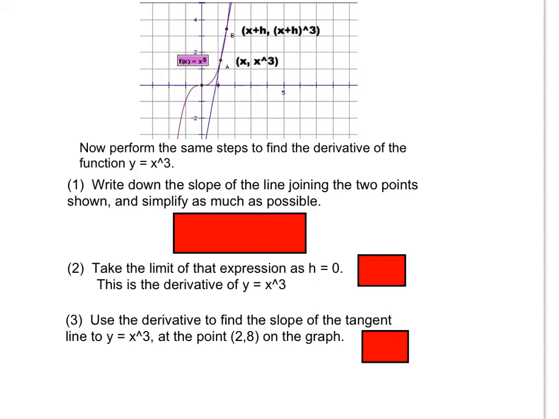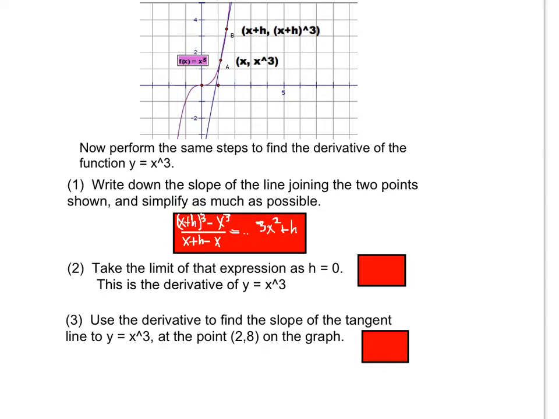Now we're going to perform the same steps to find the derivative of the function y equals x cubed. So I've given you the steps, 1, 2, and 3. So I will fill them in one at a time, in general, not completely, and pause in between if you want to try it yourself. Step 1, set up the slope formula with our x plus h cubed minus x cubed over x plus h minus x, and you should simplify it.